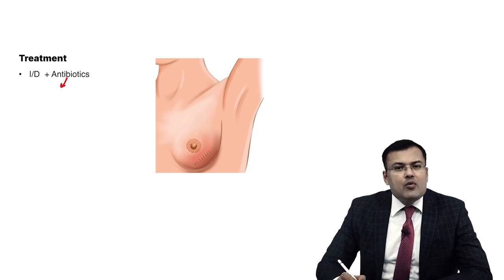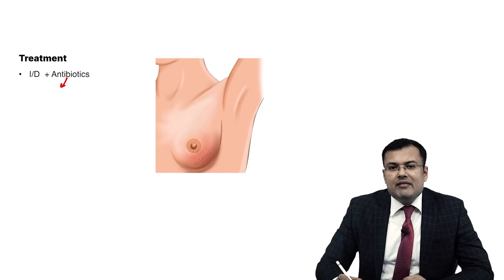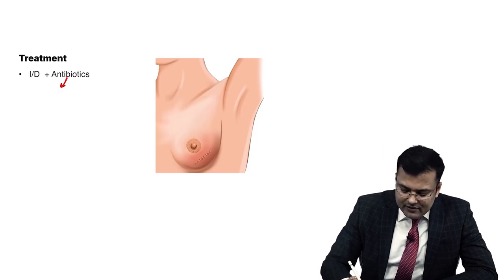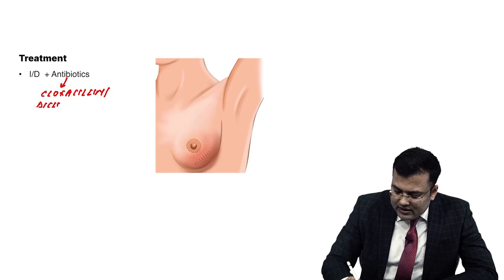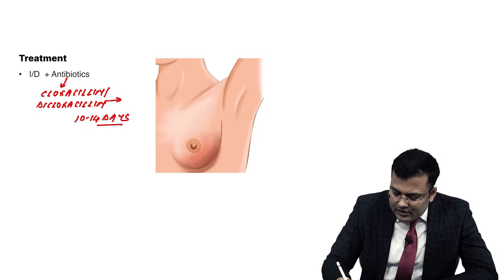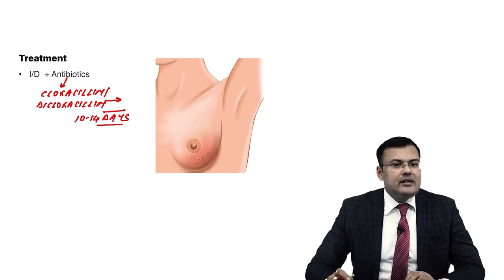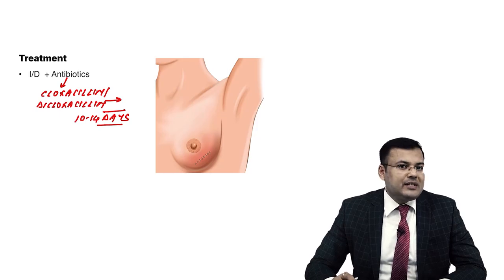Question, can you tell me what is the first line agent given for Staph aureus? We give cloxacillin. This was asked in NEET PG. We give cloxacillin or we give dicloxacillin. So cloxacillin or dicloxacillin, it is given for 10 to 14 days. Clear? So this is breast abscess.